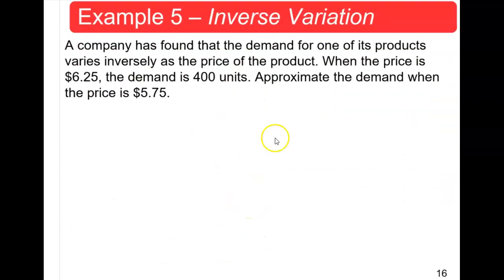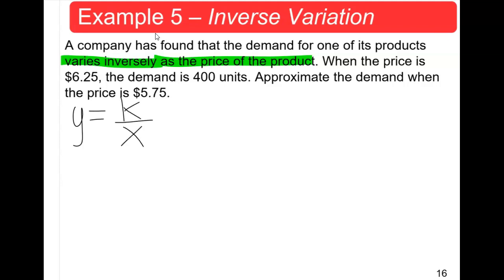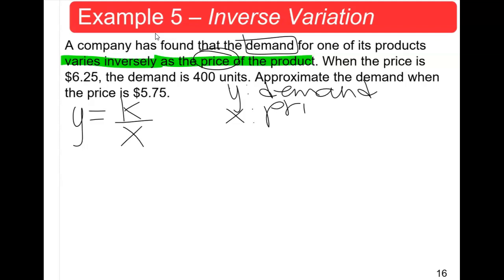So let's go ahead and do an example. Example 5. It says a company has found that the demand for one of its products varies inversely as the price of the product. Okay, so we don't have an exponent here. So we're going to use the model y equals k over x. And let's say that y is going to be the demand of the product, like how much people want it, and then x is going to be representing the price of the product. We could choose other letters, like for example I could have used D for demand and P for price, but let's just keep them with y and x.